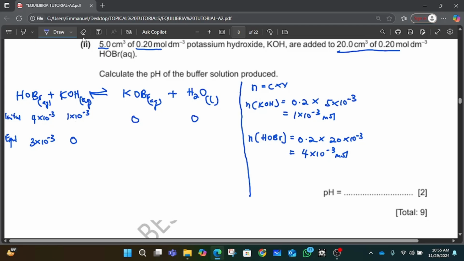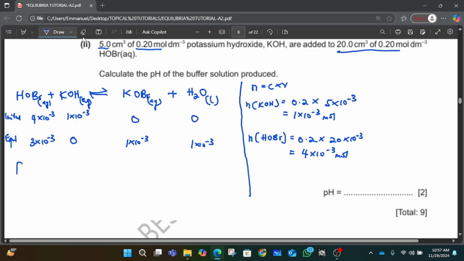Now, to determine the amount of the salt, we use the amount of the limiting reactant and the mole ratio between that reactant and the salt. The limiting reactant is the potassium hydroxide. So the mole ratio between the potassium hydroxide and the salt as well as the water is 1:1. And so it means that the amount of both the salt and the water will be 1 times 10 power minus 3, 1 times 10 power minus 3, because you are very much assured that it is this amount that is completely consumed to give you the product.